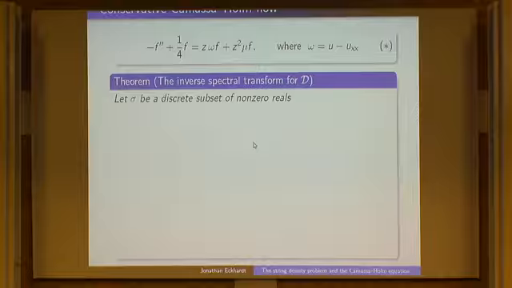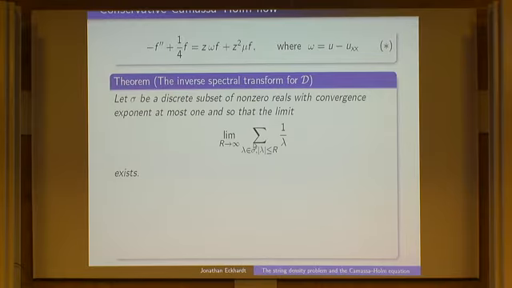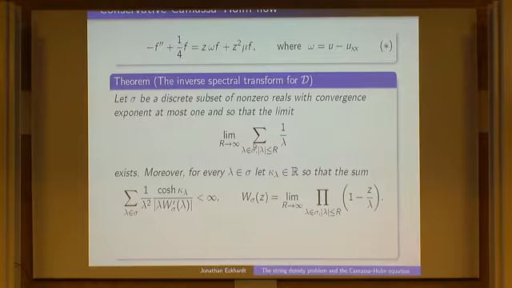So let me state the solution of this inverse spectral problem. You start off with a set that's supposed to be, or will end up being, a spectrum. It's a discrete set, again non-zero, but now you need some kind of asymptotics for this set. I mean, in the finite dimensional case you did not have this because it's just finite sets, but now you need at least convergence exponent at most 1. And we also want that this sum converges conditionally, in the sense that these limits exist.